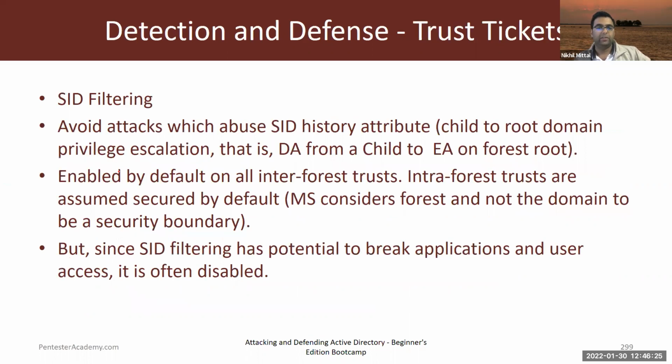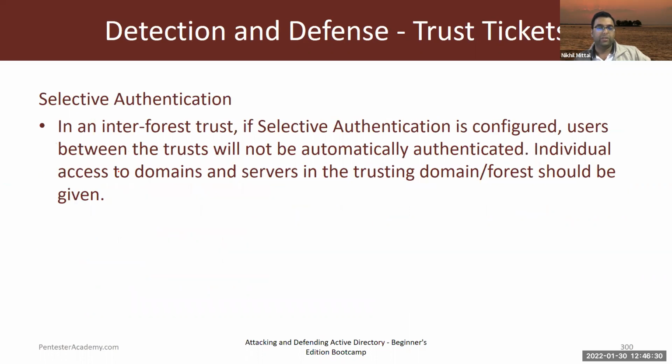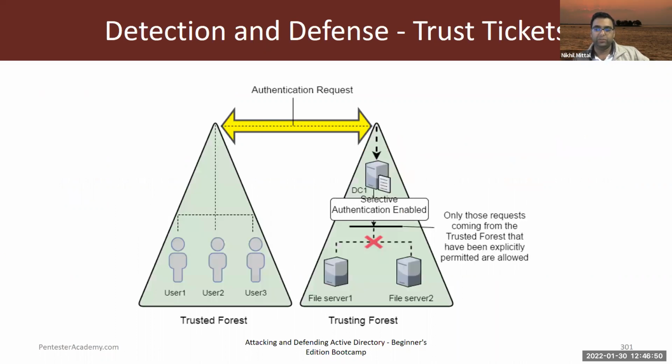SID filtering we have discussed already, I believe. One more defense that you may like to use, for across forest movement, is selective authentication. If selective authentication is configured and forest-wide authentication is not used, users can access only the resources that are explicitly shared with each of the users. This is enforced using ACLs and is pretty useful.